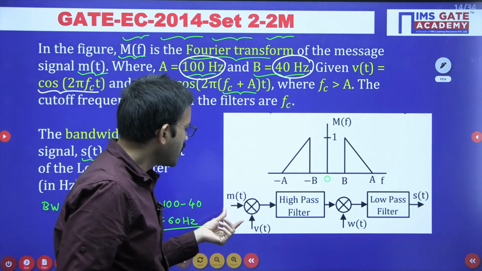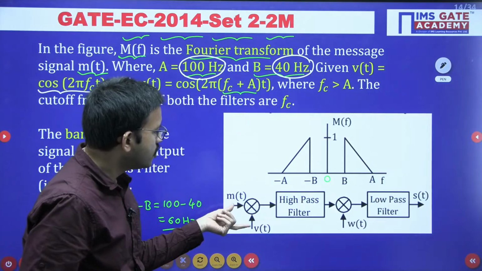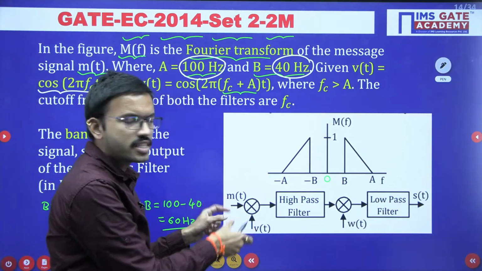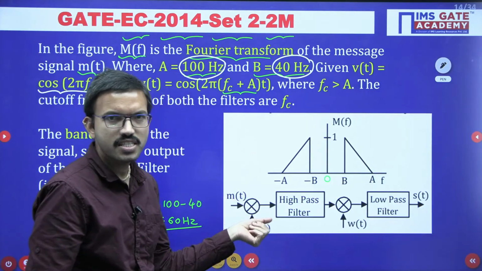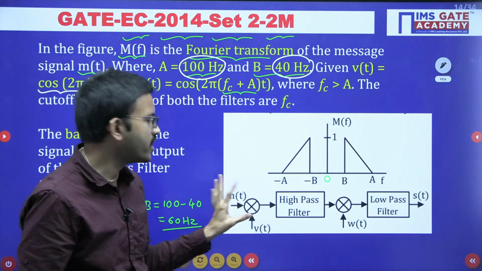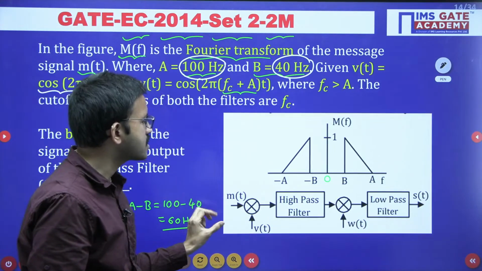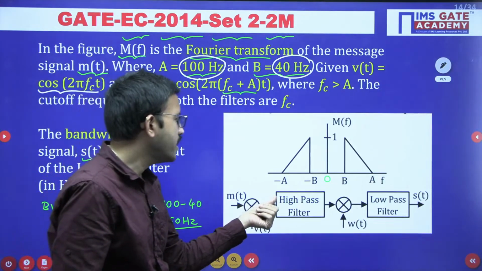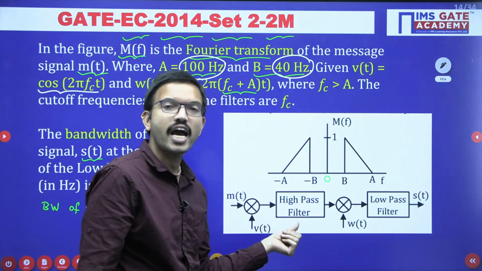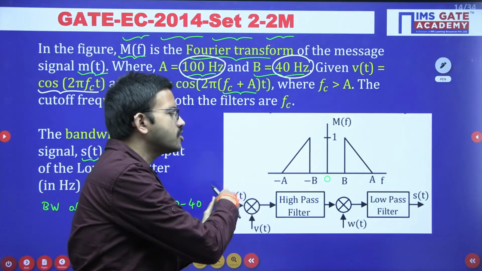Now what are you performing here? You are performing a multiplication operation. That means at the output you are going to get DSBSC. There you will get 2 frequencies: one is the addition of these 2 frequencies, another one is the subtraction. Here the filter is a high pass filter. That means it will pass only high frequency.